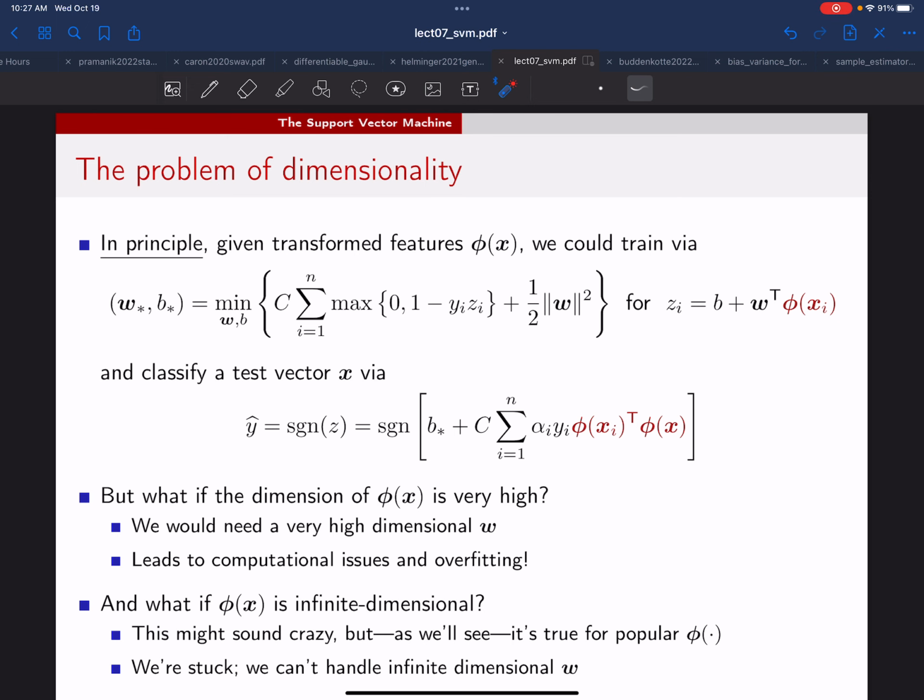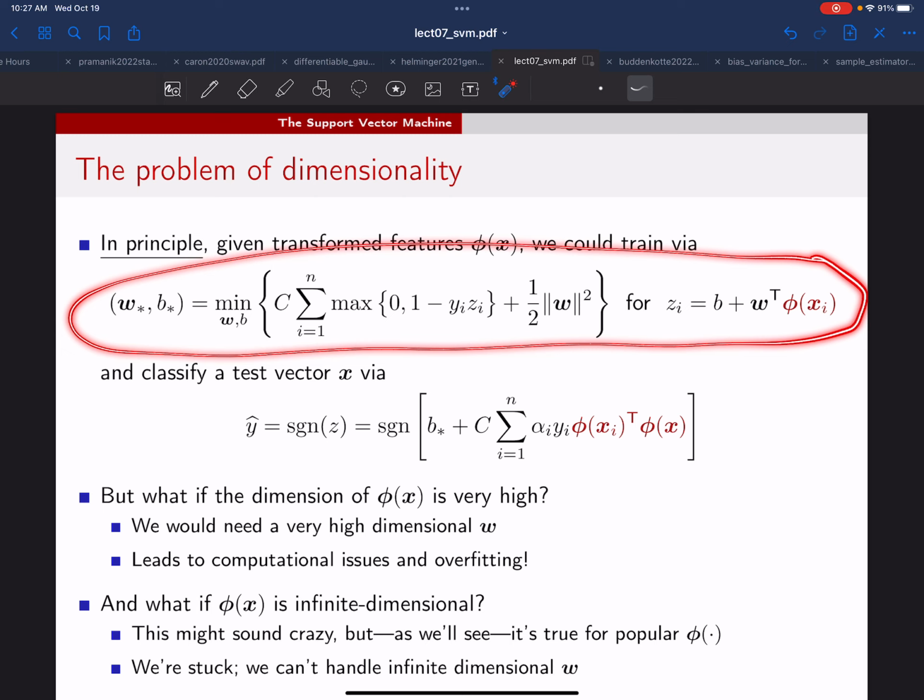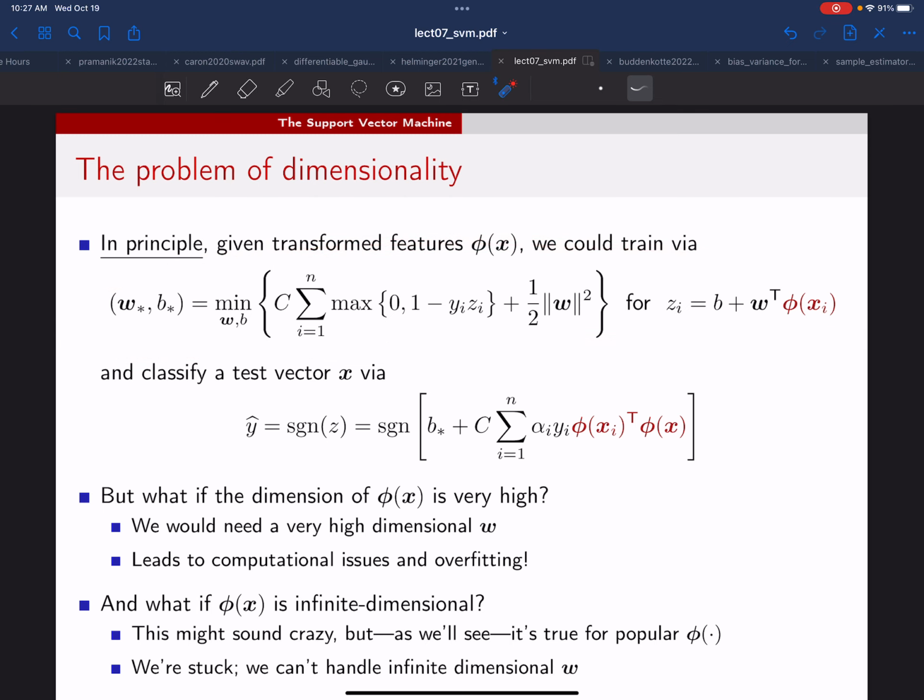Our idea so far has been to apply some nonlinear transformation phi to our feature vectors x. In principle, you could just pre-process x. Then when you do your SVC training, it's essentially the same equation as before, except now where there used to be an xi, there's now a phi of xi. And that's for the training.